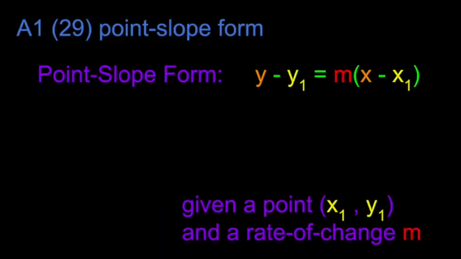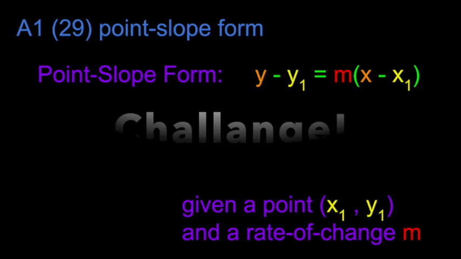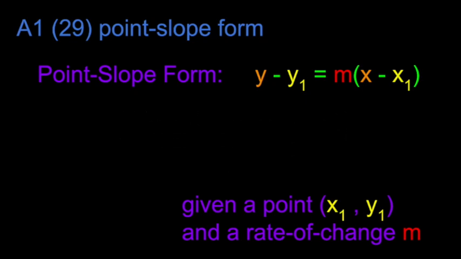One last challenge for you to think through. How does point slope form, how does this formula get built directly from the slope formula that was introduced in lesson 28? You can move from the slope formula to this formula in one arithmetic step. See if you can figure that out and then tell me.